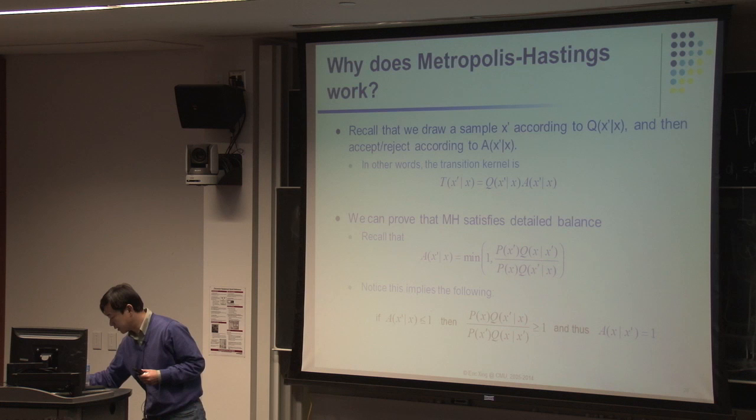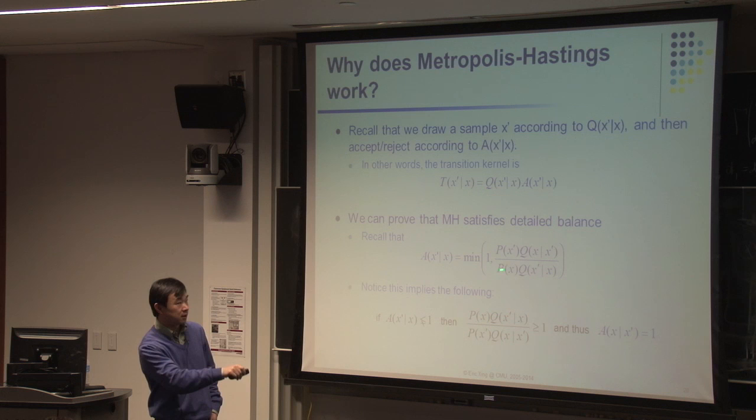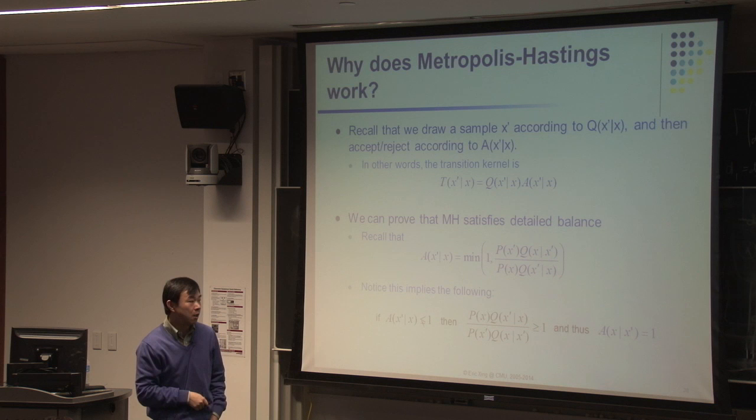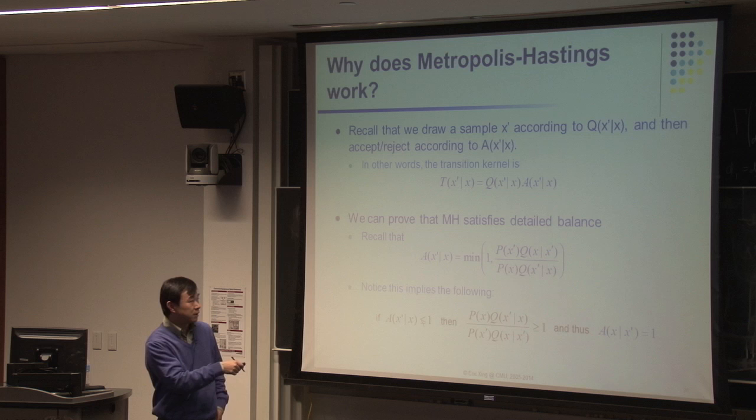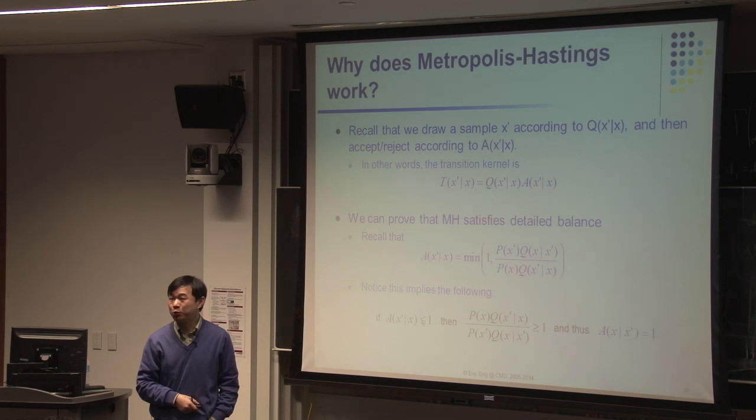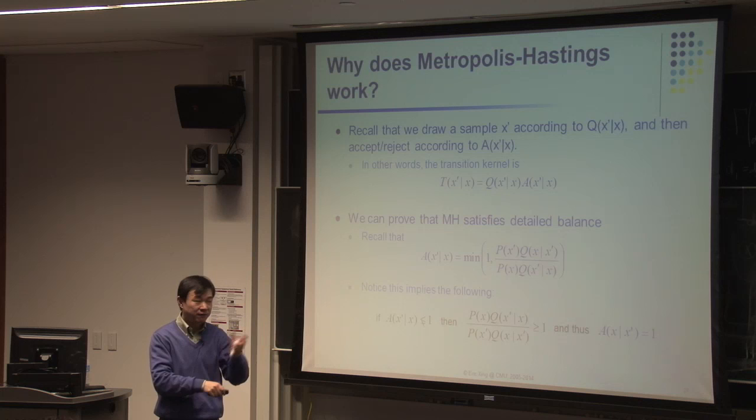Then we can say that the inverse of this is greater than 1. Okay. All right. And then if this one is greater than 1, then the reverse transition probability from x prime to x must equal 1, right? Because if this equals 1, then the inverse of that is less than 1, then this guy will actually be greater than 1. Therefore, this one must be equal to 1.